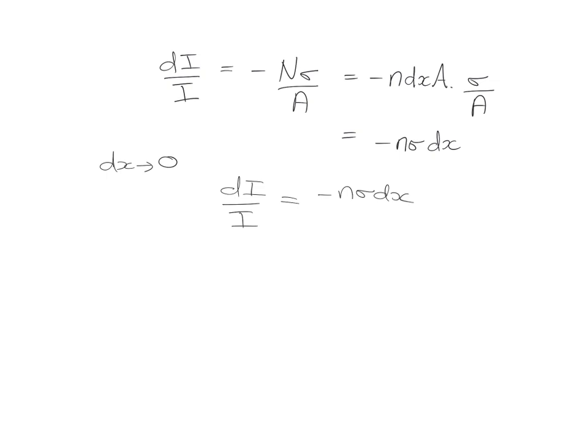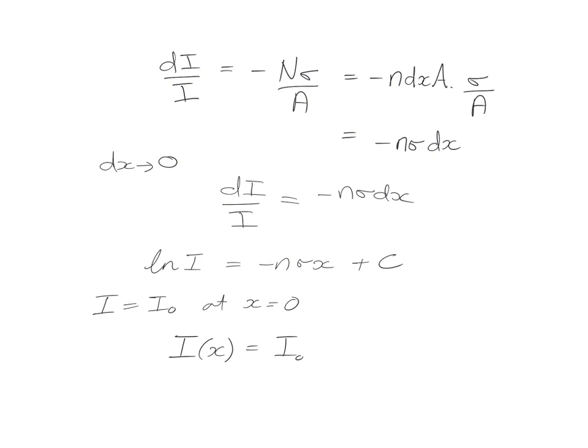If we integrate both sides, we can solve this to give us natural log of I is equal to minus n sigma x plus our integration constant. And now if we say that the intensity is equal to I0 at x equals 0, we can solve for the integration constant and come up with a final result, which is that intensity as a function of x is the intensity at x equals 0, I0, times the exponential of minus n sigma x. And that's the equation of radiative transfer through a gas of particles.